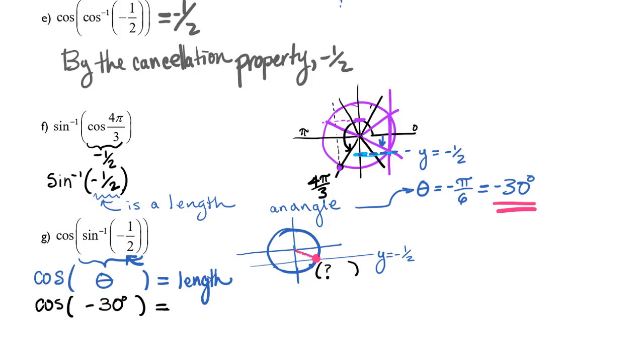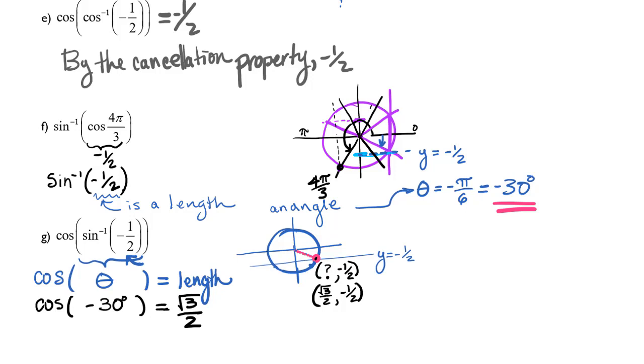Now we're looking for what the x coordinate of this point is. We already know that y is negative 1/2. So what is the x direction that gives us a negative 1/2? Well, we happen to know that x is positive, and it's quite a large number. It's root 3 over 2. So the cosine of negative 30 degrees is root 3 over 2.